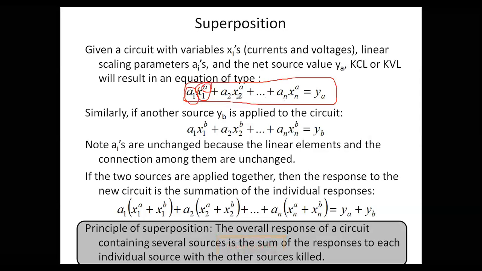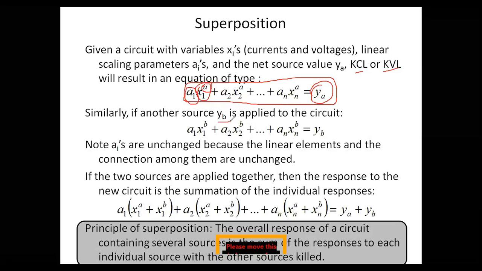Then we have A2 X2 plus A3 X3 plus A4 X4, and that can continue until we get to the last term. When you add all of this together, it should give us the source value. When you apply either KCL or KVL, this is the kind of equation that we are going to end up with. Now, if we go ahead and add another source, let's say we now have another source called YB, which could either be current or voltage. The first source, YA, could also be current or voltage, and the second source could also be current or voltage.